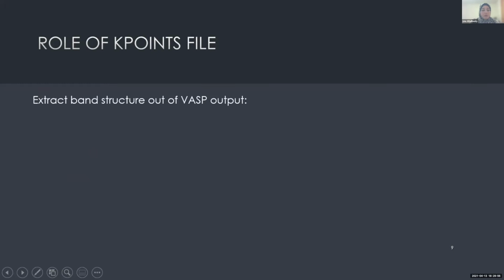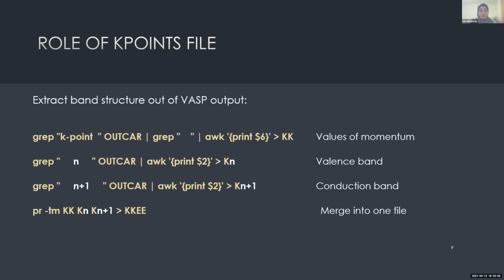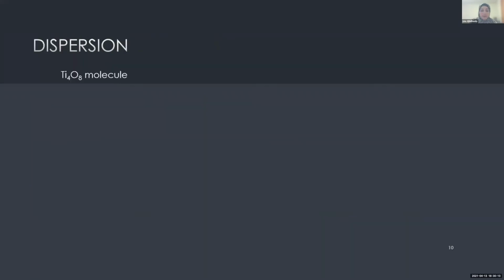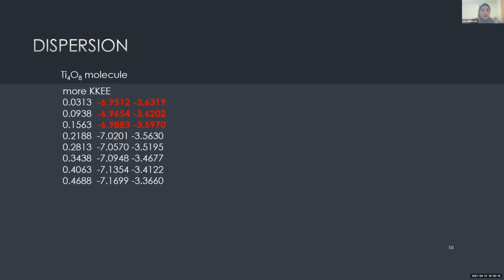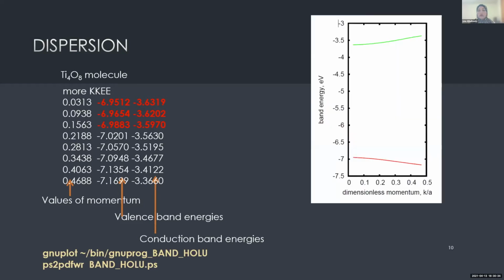Then, how do we extract the band structure out of the VASP output? We can use several commands that forward us directly to the values of momentum, valence band, conduction band, or if you want to merge them into the band. Here we can see in the band what the values of momentum, valence band energies and conduction band energies are. So we have everything ready to plot. Then we can just use these commands to plot, and we can get the dispersion relation.